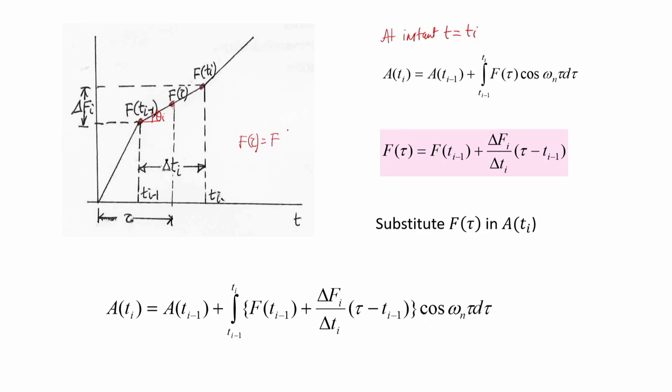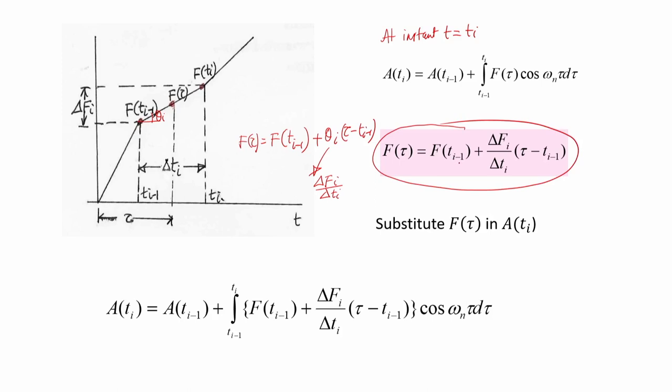Since it is linear, we can easily find that F tau is equal to F(Ti minus 1) plus the slope theta i into the distance tau minus Ti minus 1. Now theta i is nothing but del Fi by del Ti. So we write this expression as F tau equal to F(Ti minus 1) plus del Fi by del Ti into tau minus Ti minus 1. Now substitute this F tau in this expression. First let us show the integration for A(t), then similarly we can carry out the integration for B(t).